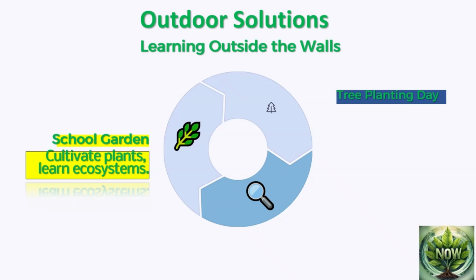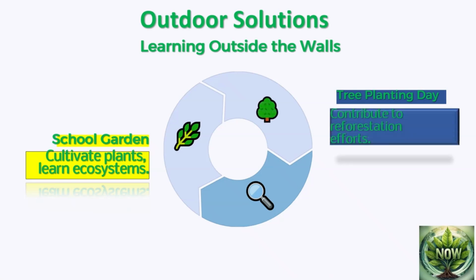A tree planting day can be transformational. When students dig their hands into the soil and plant something that will outlive them, it becomes a legacy. This is where education meets civic engagement. Invite parents, local NGOs, or even municipal leaders to participate. And let students take the lead in explaining why trees matter. That's student agency in action.